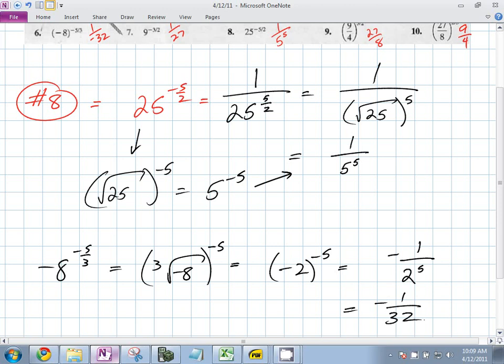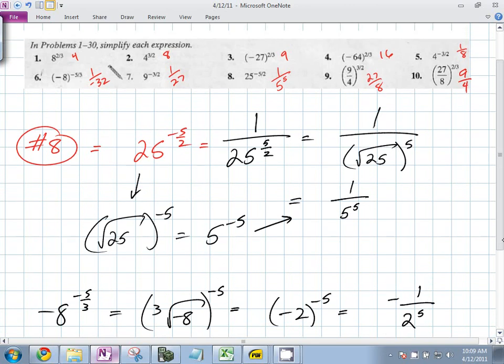It's not a square root. Only even roots. What times itself 3 times is negative 8? Negative 2. Negative 2 times negative 2 times negative 2 is? Negative 8. 3 is not even. Yes?